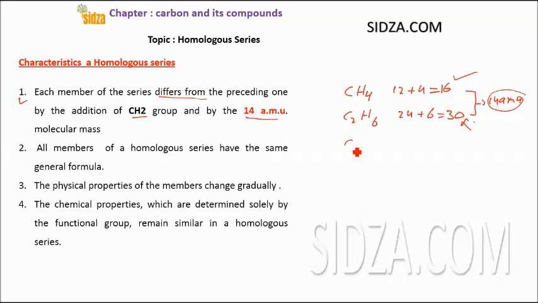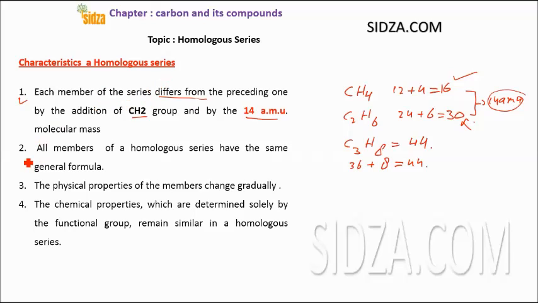What will be the molecular mass for C3H8? So you can say 30 plus 14, which is 44, right? You can also count it here. You can just find it. C3, that is 36, plus here 8, which is 44, right? Okay, so this is the first characteristic feature.